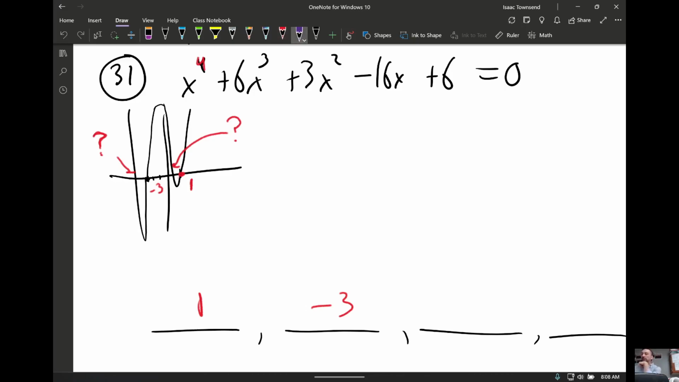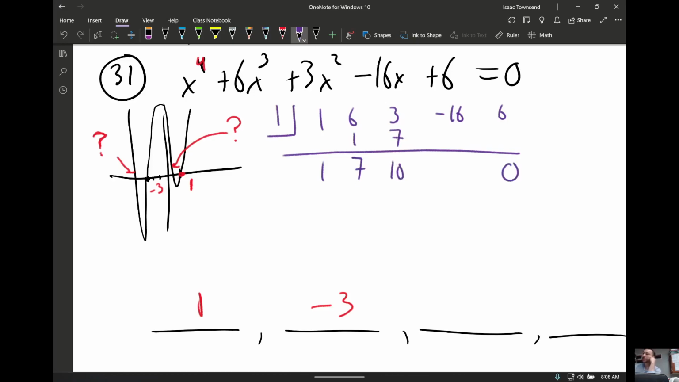So like we did in our notes, if 1 is a 0, you could either synthetically divide by 1 or long divide by x minus 1. And that's going to take it from a 4th degree down to a 3rd degree. So add and multiply, add and multiply. You should know the remainder is going to be 0 because this is coming from a 0.